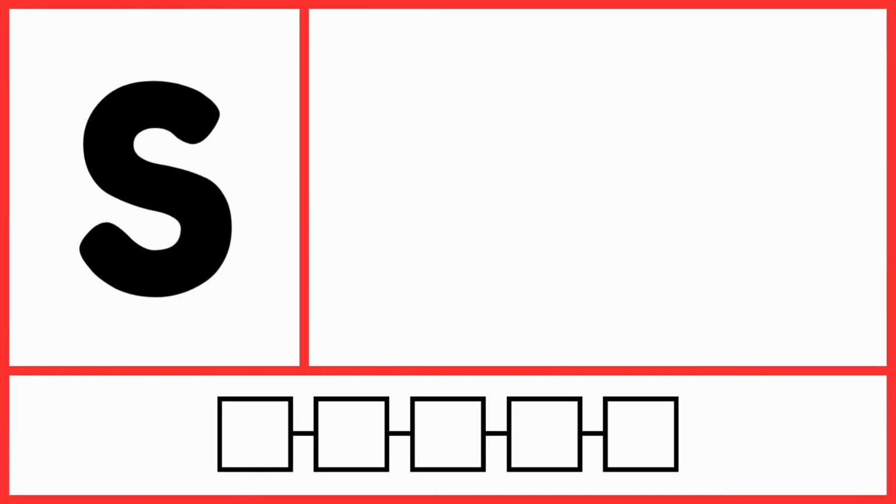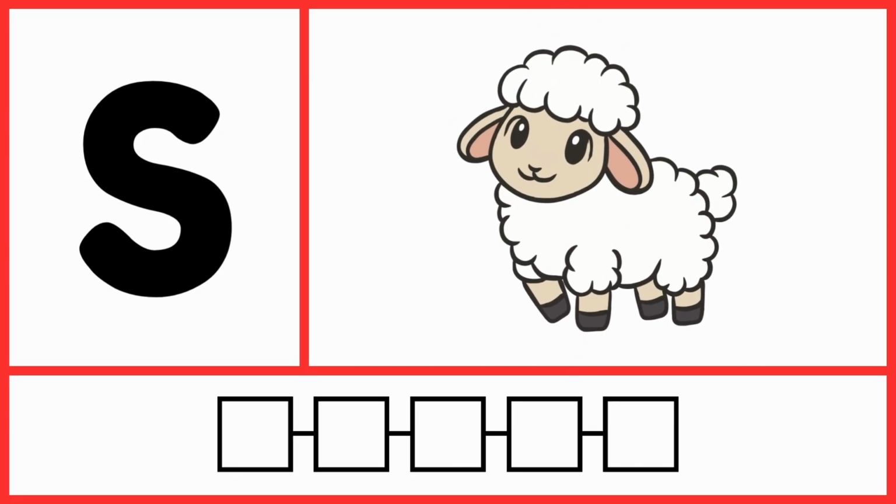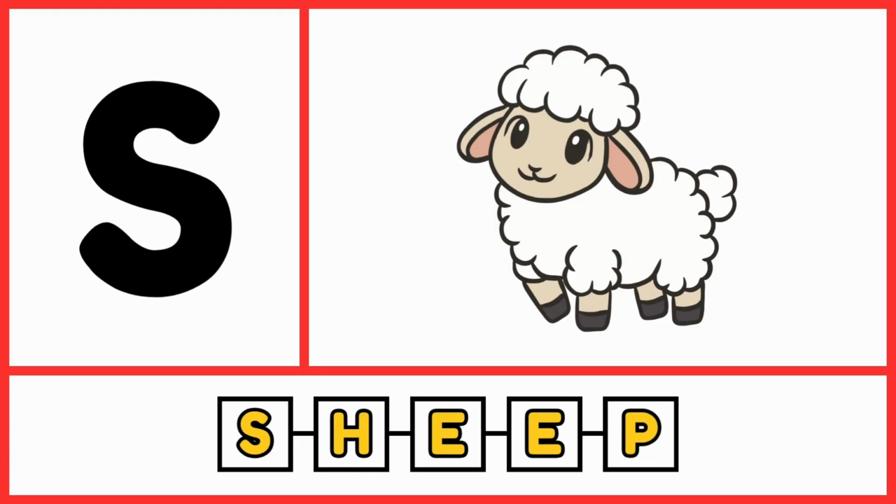S. S is for sheep. Let's spell it. S, H, E, E, P. S is for sheep.